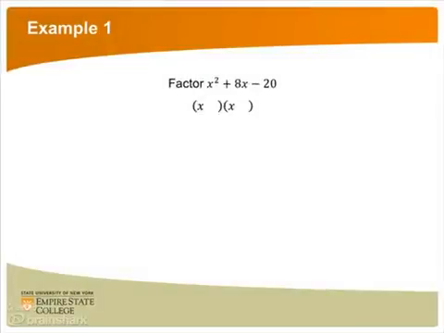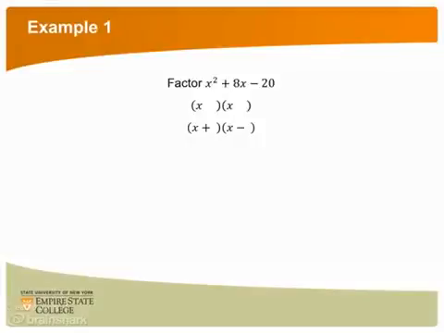We split the x squared into x and x and put them into parentheses. Now we look at the sign at the end. We see a minus 20. So inside the parentheses, we put a plus and a minus. Next, we want to factor the number at the end. We can get 20 if we multiply 4 by 5, 10 by 2, or 20 by 1.